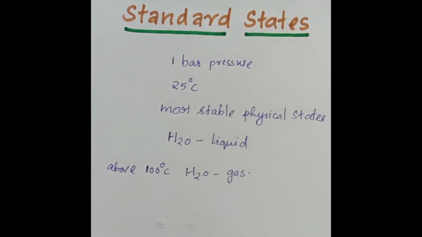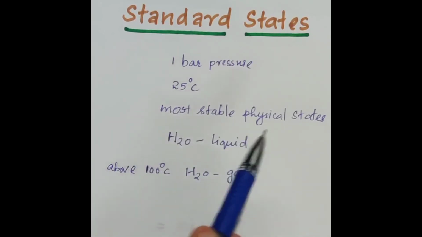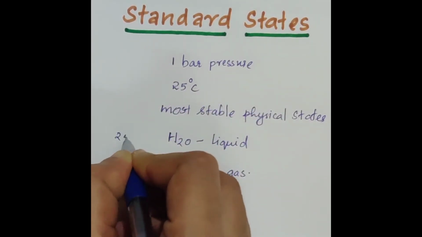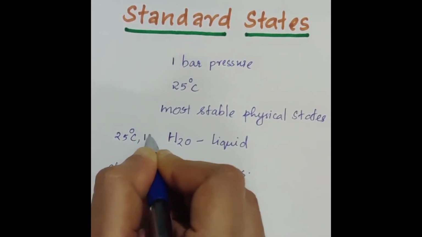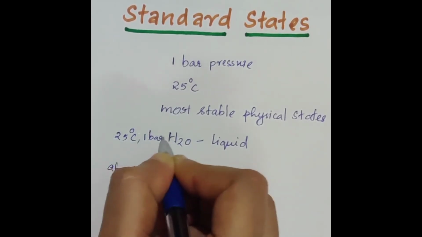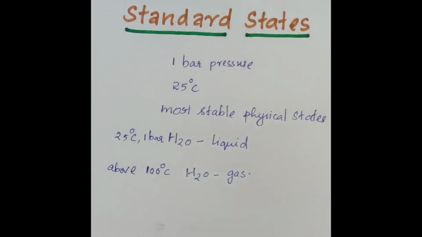The standard state of water is water at 25 degrees Celsius and 1 bar pressure. At standard condition, water exists in liquid form. That is the standard state of that particular substance, water.